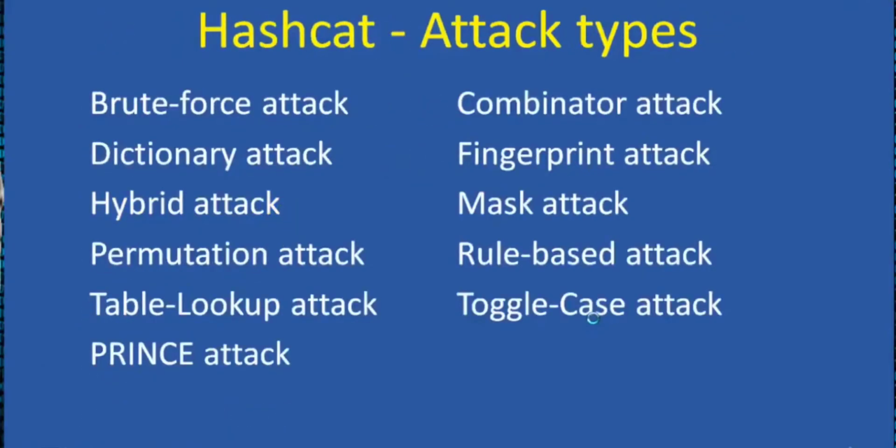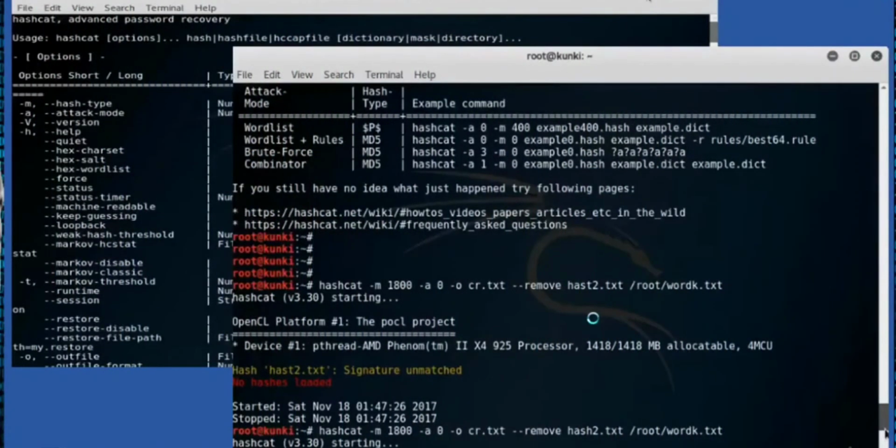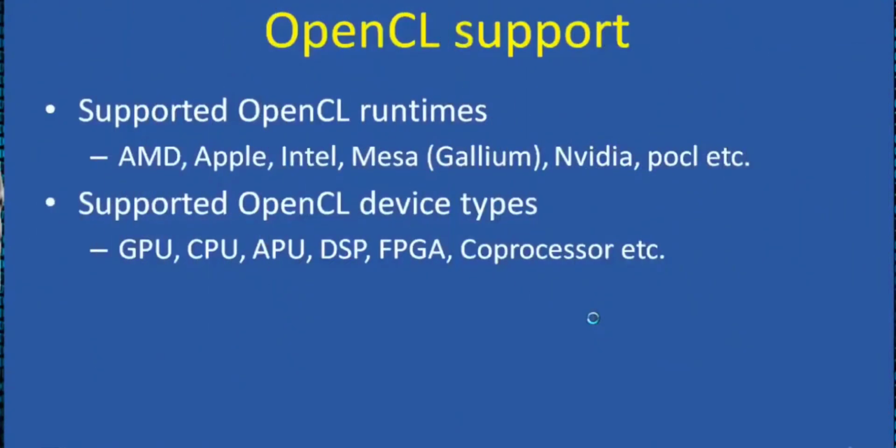HashCat offers multiple attack modes for obtaining effective and complete coverage over a hash's keyspace. The modes are brute force attack, dictionary attack, hybrid attack, and permutation attack. We are going to have a demo on some of these types in the coming sessions, with some screenshots. HashCat supports OpenCL, that is a computer language.